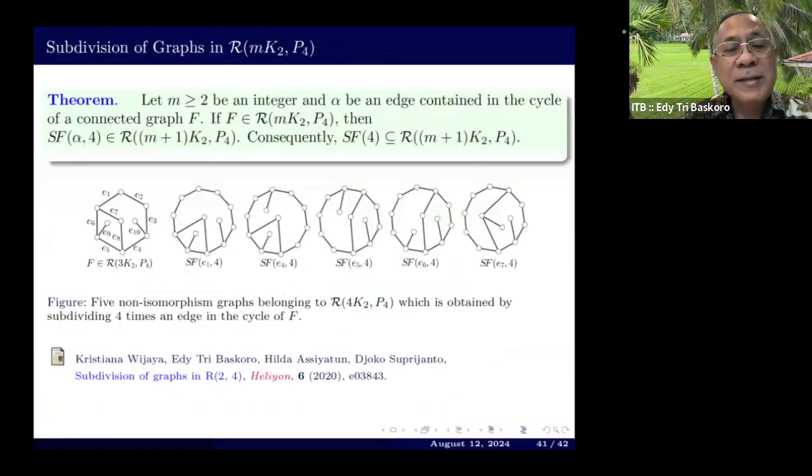The last result is related to the subdivision of Ramsey minimal graphs for MK2, P4. And these methods can be used to obtain a new Ramsey minimal graph from a known Ramsey minimal graph by subdividing an edge 4 times.